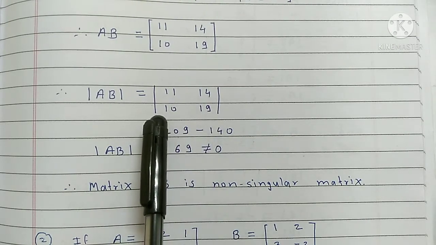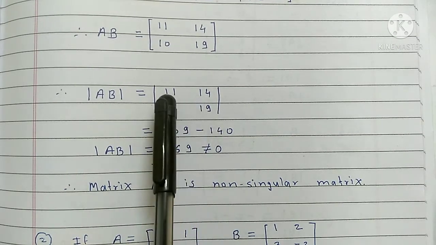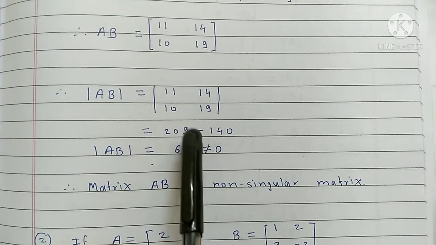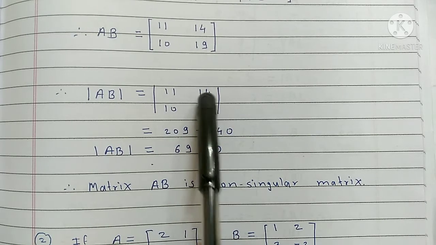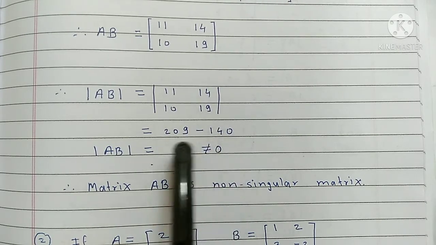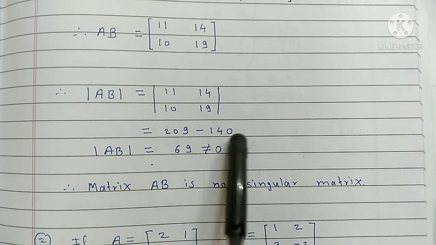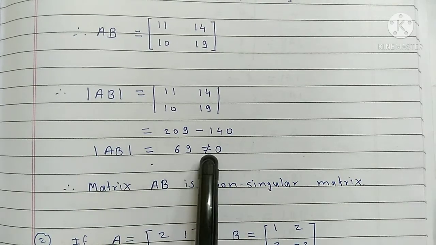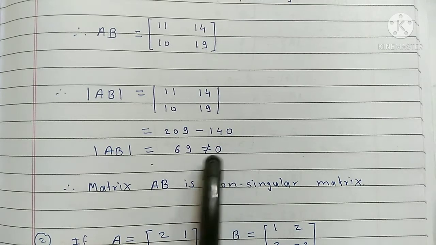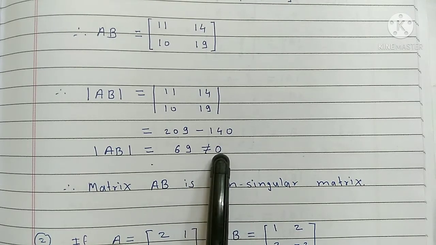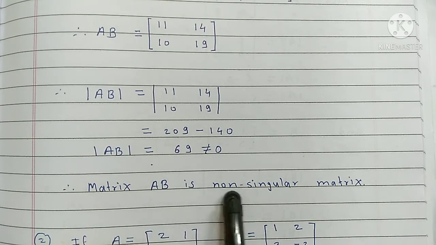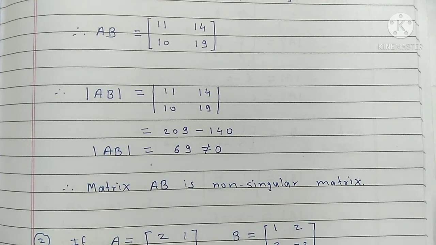So we'll find determinant of this matrix. So 11 into 19 is 209 minus 10 into 14 is 140. So 209 minus 140 is 69. So determinant of AB is not equal to 0. So determinant is not equal to 0 means matrix AB is non-singular matrix.